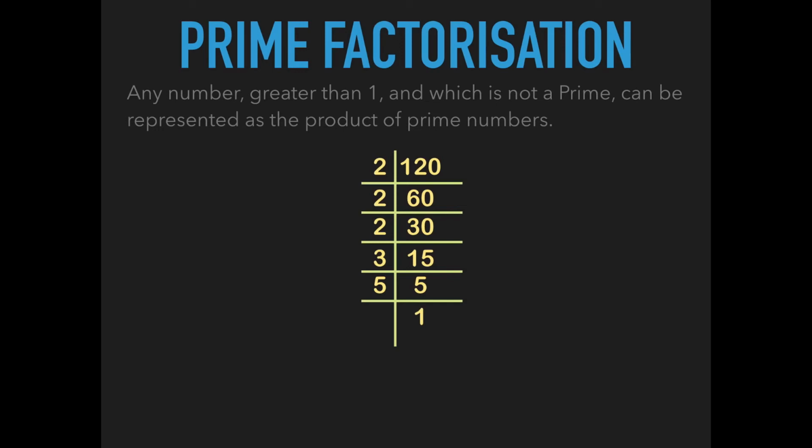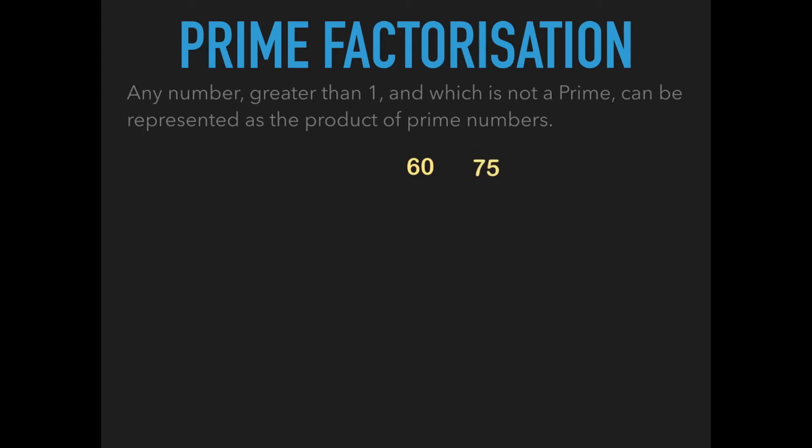Now this method can be applied simultaneously for 2 or more than 2 numbers, and that would be helpful in finding HCF and LCM of the given numbers. Suppose we have 60 and 75, two given numbers. Now we check that these two numbers are divisible by 5. So on dividing 60 by 5 we get 12 as the quotient, and on dividing 75 by 5 we get 15 as the quotient.